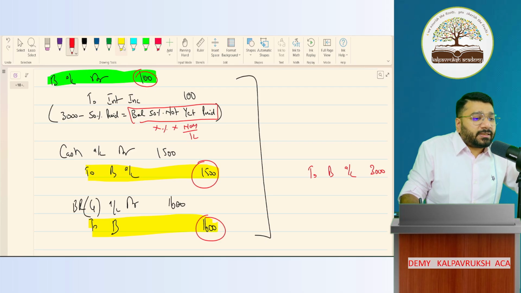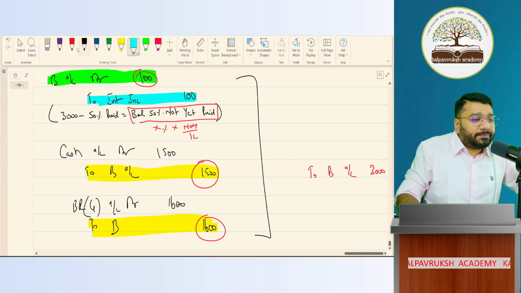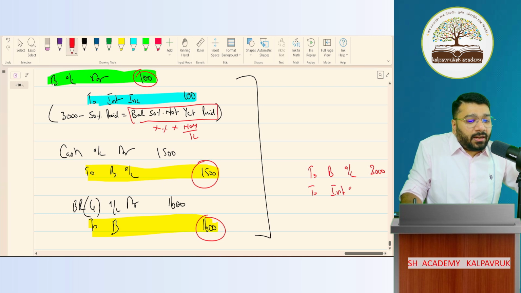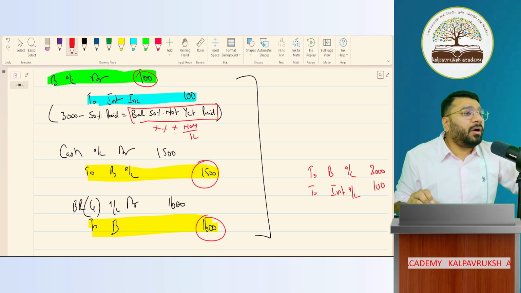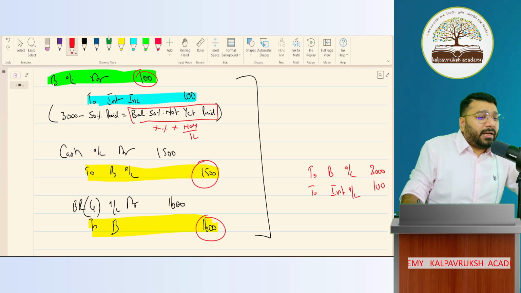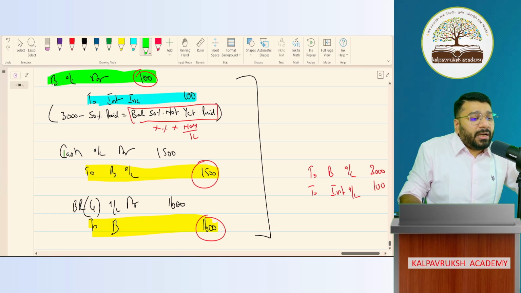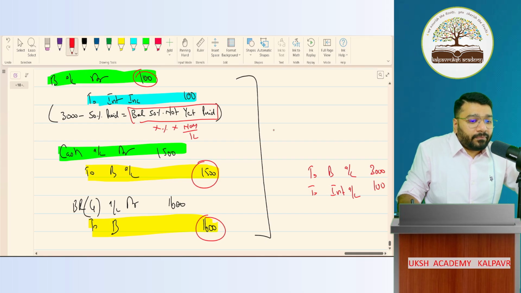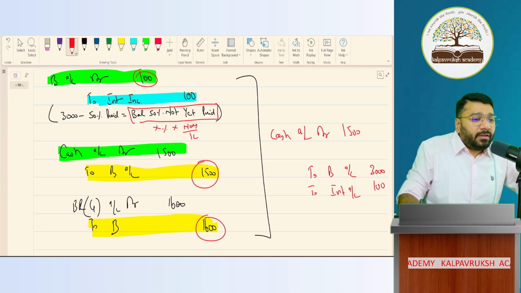Okay. Next is interest income 100 credit. To interest account 100 credit. Got it? Not got it? Then what will come in debit? Cash account debit. How much? 1,500.